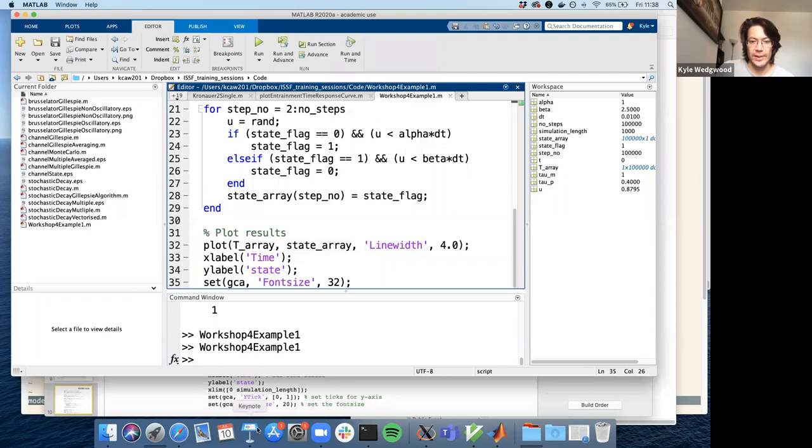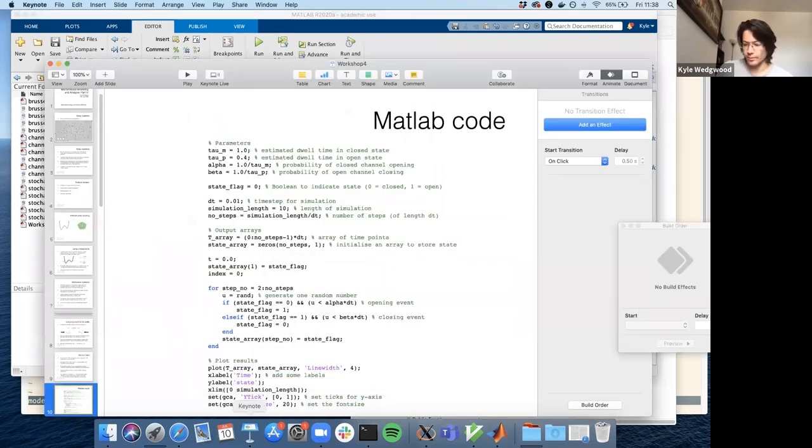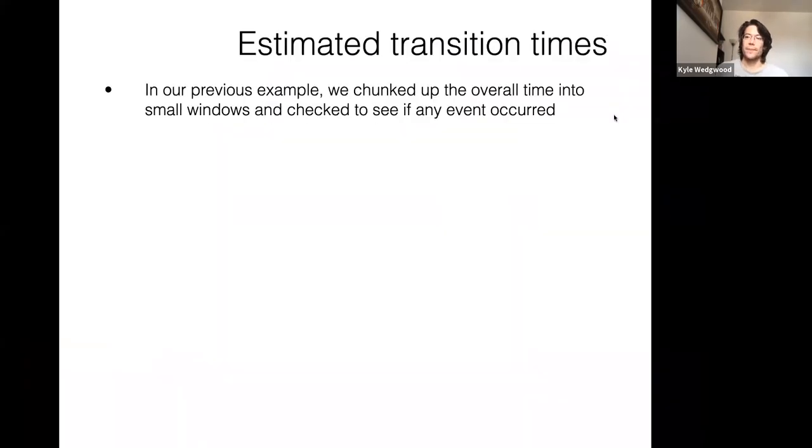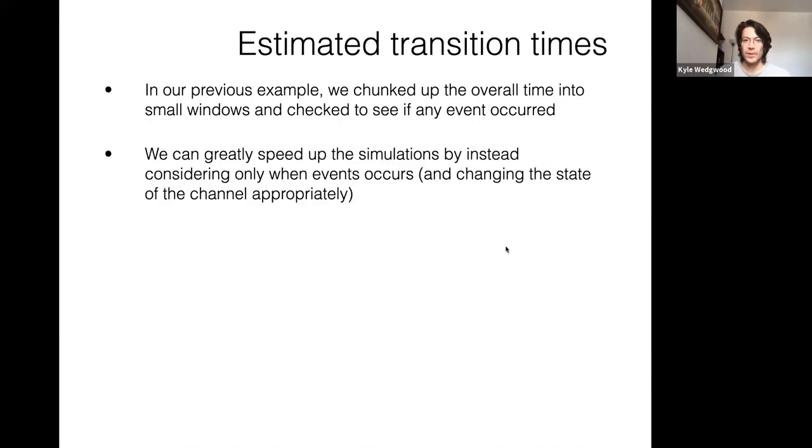Okay, I'm gonna go back to my presentation. So that's how we can do a really simple Monte Carlo method. In actual fact, we can speed things up significantly if, instead of just chunking along in epochs of time delta t, we actually use our estimation of our transition time. And the idea is that we only consider events when they actually occur.